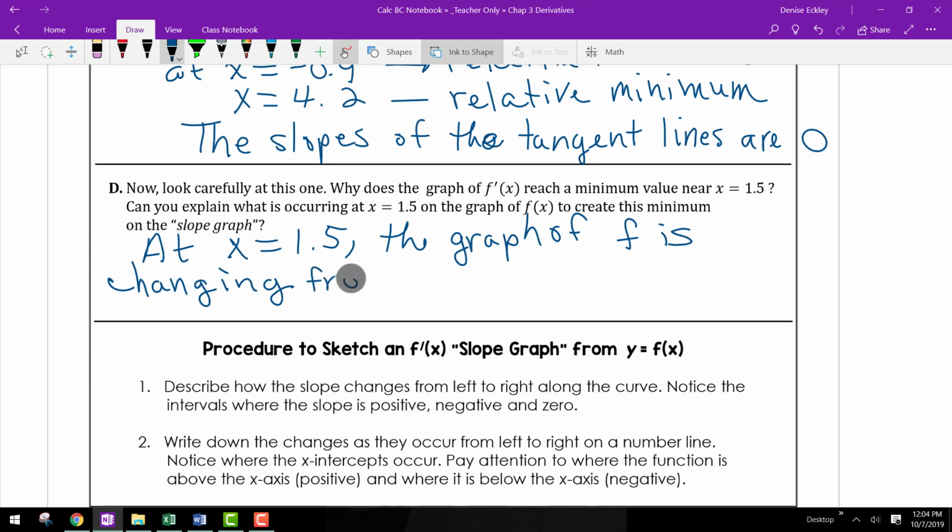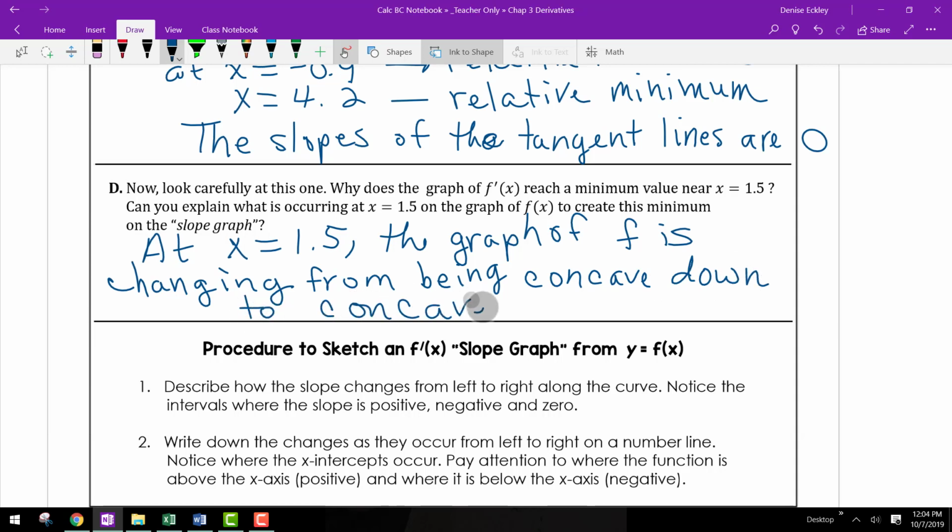From being concave down to concave up. So this example is to help you understand how to break down a graph and look at it.